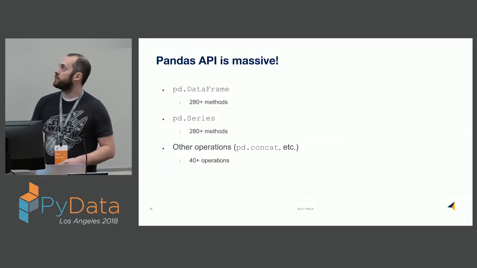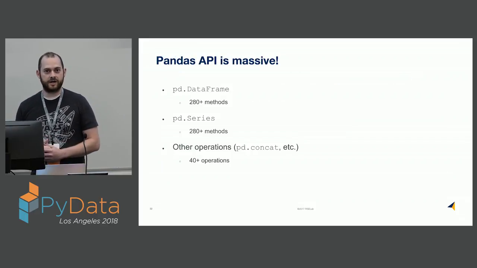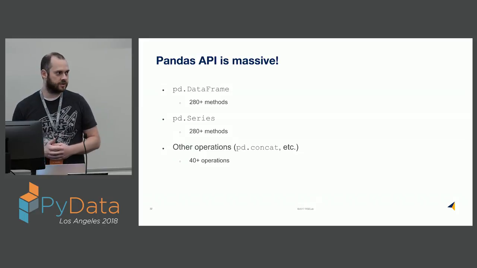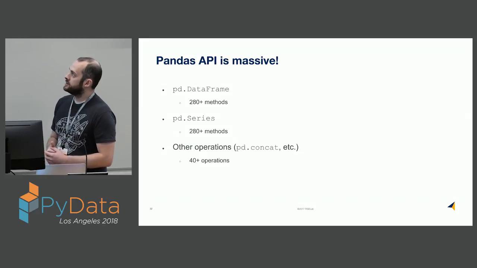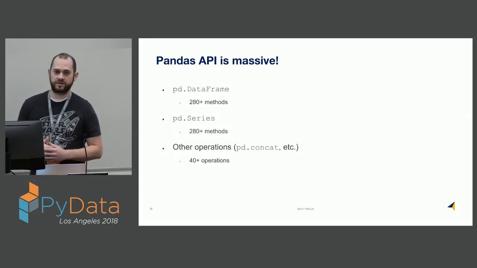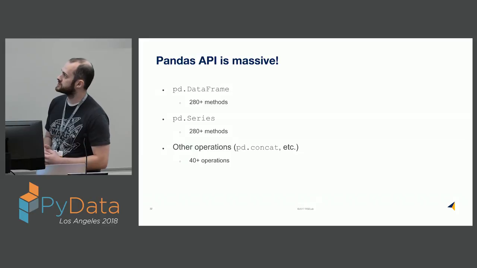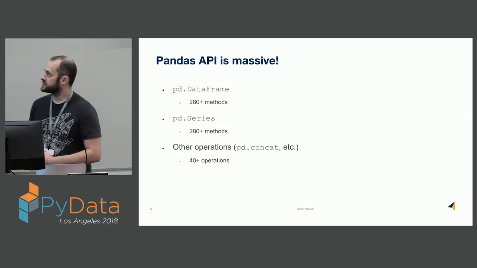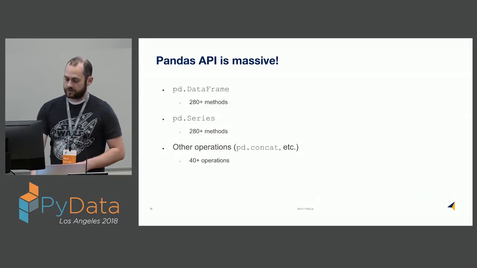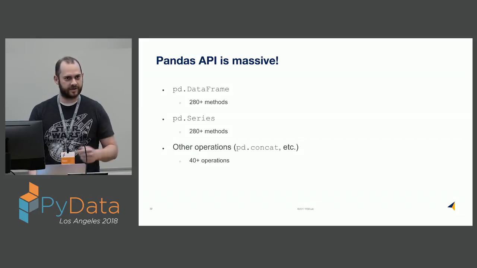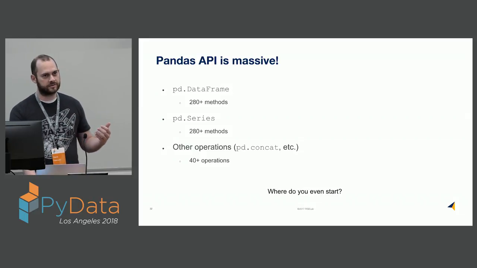So when we look at the pandas API, the pandas API is actually massive. That's partly why it's so widely used, because it's very rich. It covers a lot of use cases. It's a very powerful API. But if we look at DataFrame, 280 plus methods, Series, 280 plus methods, and then there are all these operators that people use, concat, things like that, that are useful for other things, 40 plus. So if you're going to do this one line of code change and had this kind of idea, where would you even start?